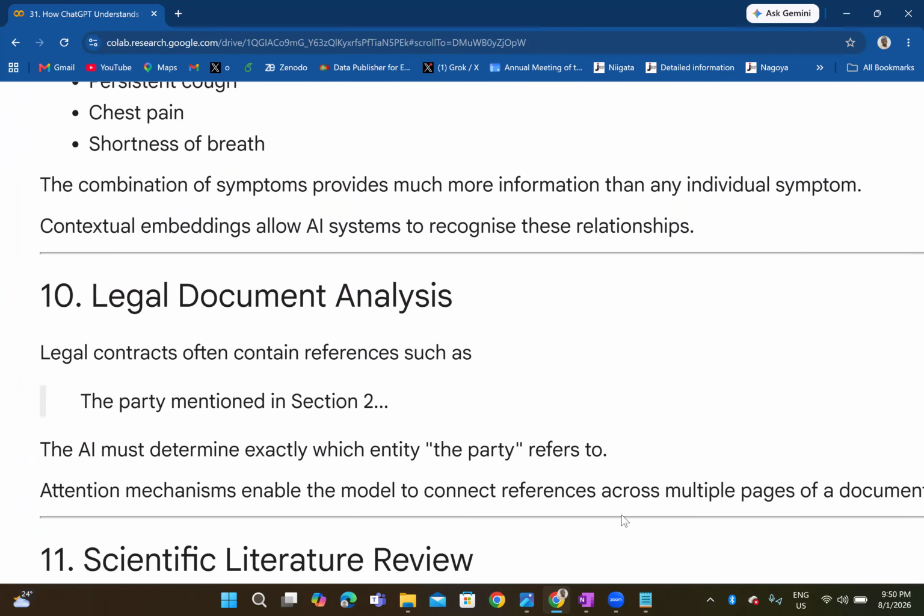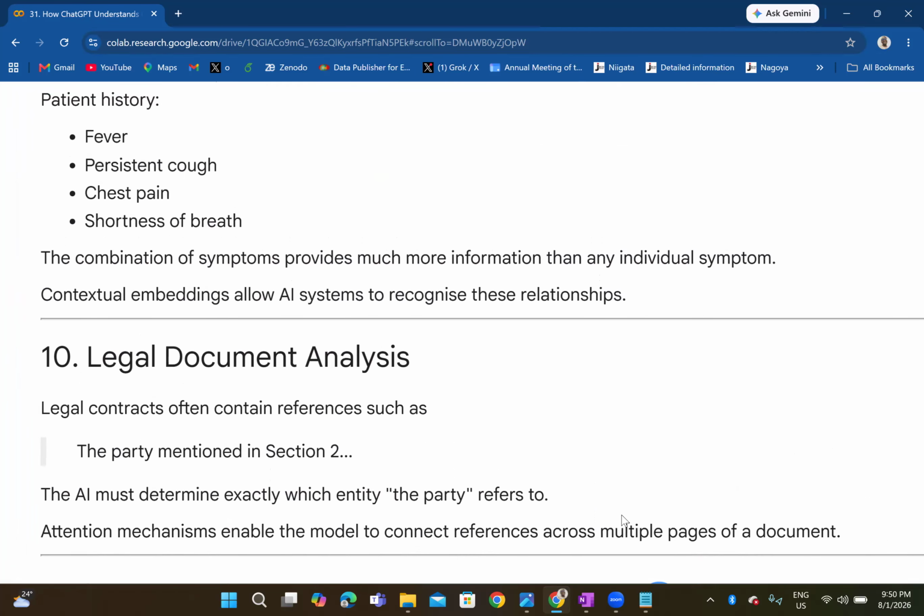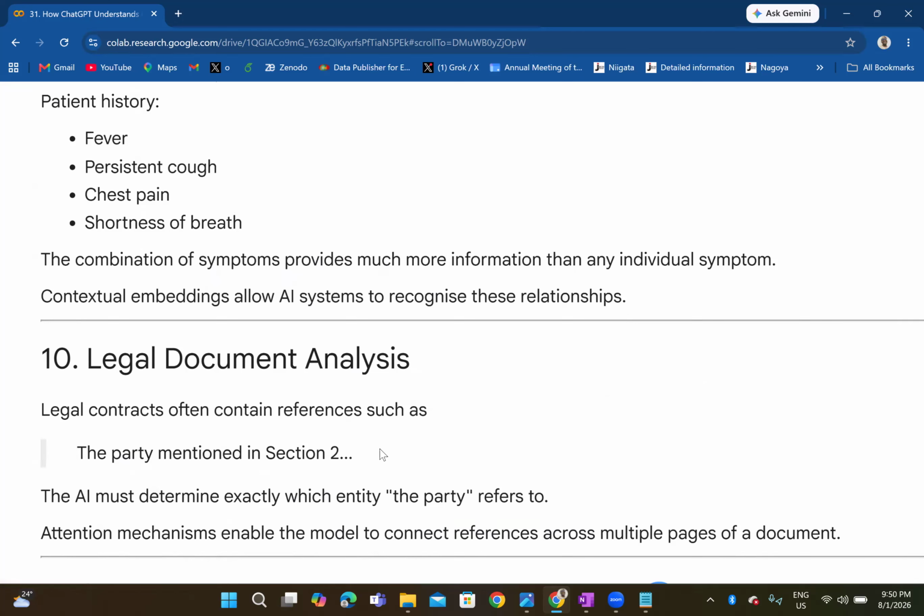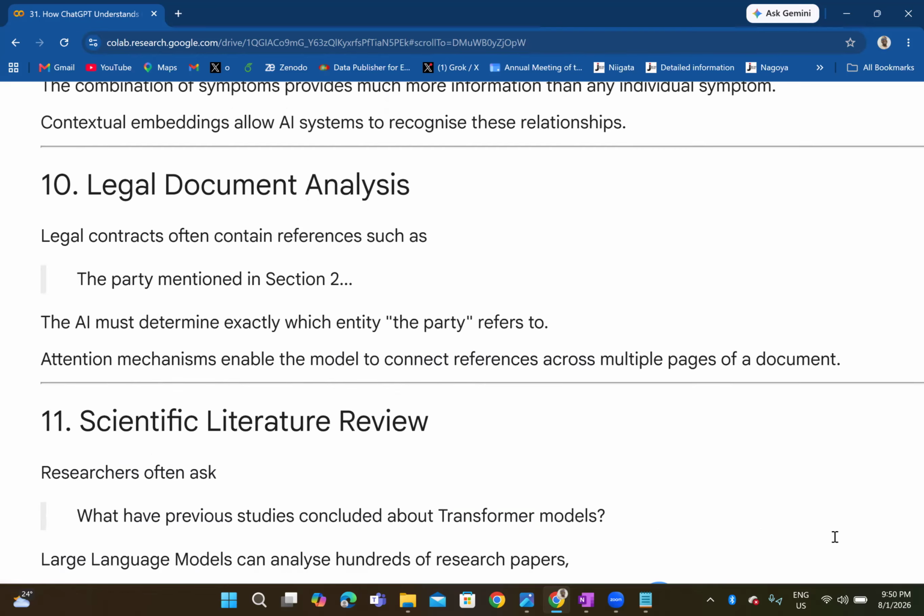And then you have legal document analysis. Legal contracts often contain references such as the party mentioned in section 2. The AI must determine exactly which entity the party refers to. So attention mechanisms enable the model to connect references across multiple pages of a document.